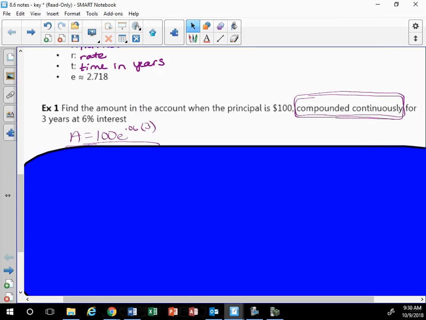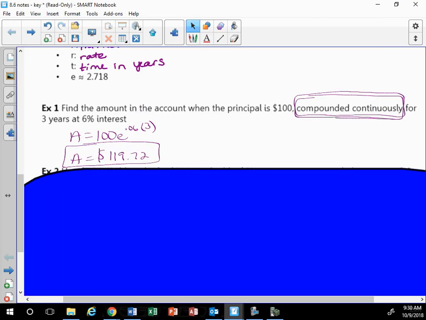So, did you get $119.72? Yes, okay. Do you see how that's just slightly more than what you had when it was compounded quarterly, from the very first problem? So if everything else is the same, compounding continuously is going to give you more money, because that money is being reinvested on a continuous basis instead of just once every quarter.